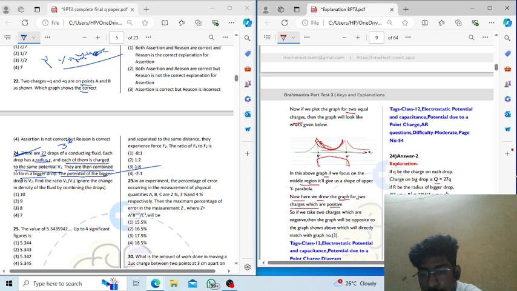The volume formula for a sphere is 4 by 3 pi r cube. If you calculate this, R will become 3r. V is given by the formula KQ by R, and V2 is also given by the formula KQ by R. So put in the values, and we get V1 by V2 equals 9. Therefore option number 2 is the correct one.